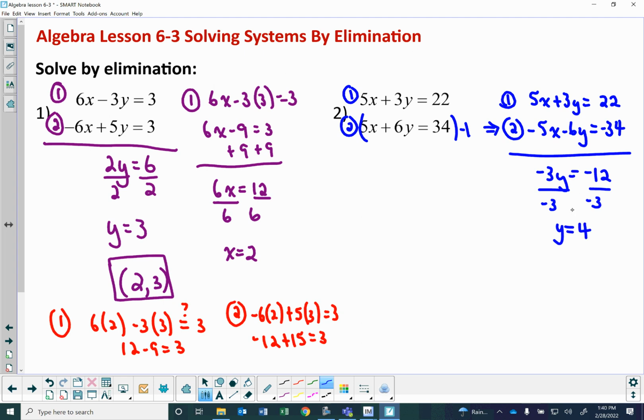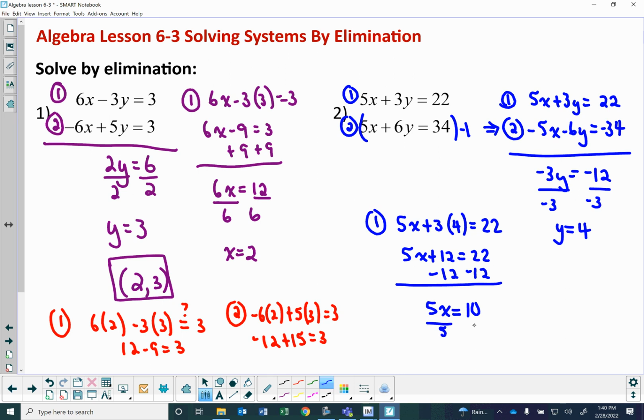And once again, I can plug it into either equation 1 or equation 2. I think I'll plug it into equation 1. So 5x plus 3 times 4 equals 22. So 5x plus 12 equals 22. Subtract 12 from both sides. 5x is going to equal 10.